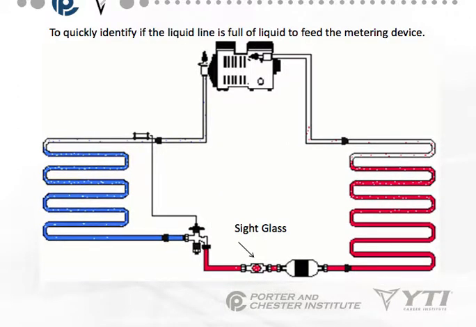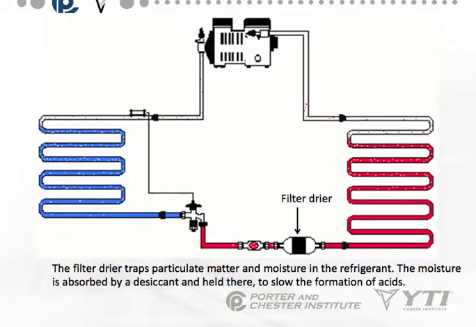Okay, to quickly identify if the liquid line is full of liquid to feed the metering device, some systems have a sight glass. Now, these are not the primary components anymore. We've already covered the four primary components. These are all additional possible components. The sight glass. The most important part of the sight glass, if it exists, is the moisture meter that's on it. Okay, more and more systems are not including sight glasses because you cannot properly use them to charge a system.